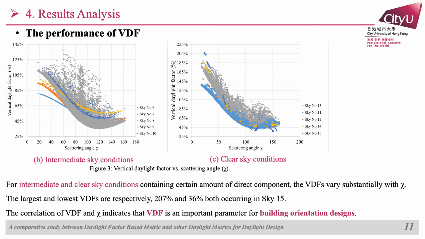For intermediate and clear sky conditions, the VDFs vary substantially with skying angle. The largest and lowest VDFs are both occurring in sky 15. The correlation of VDF and skying angle indicates that VDF is an important parameter for building orientation designs.